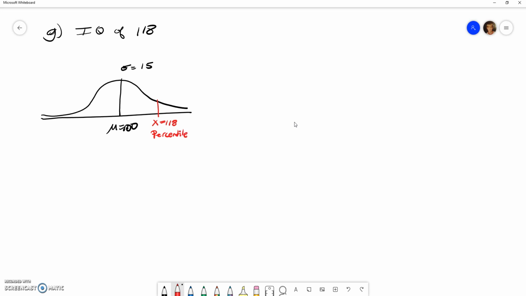Percentiles are given as how much more that value is from the rest of the population. So percentile is basically everything to the left. We want to know all of this area, and that is going to be their percentile. Once we draw it out, we understand that it's a three-step process.